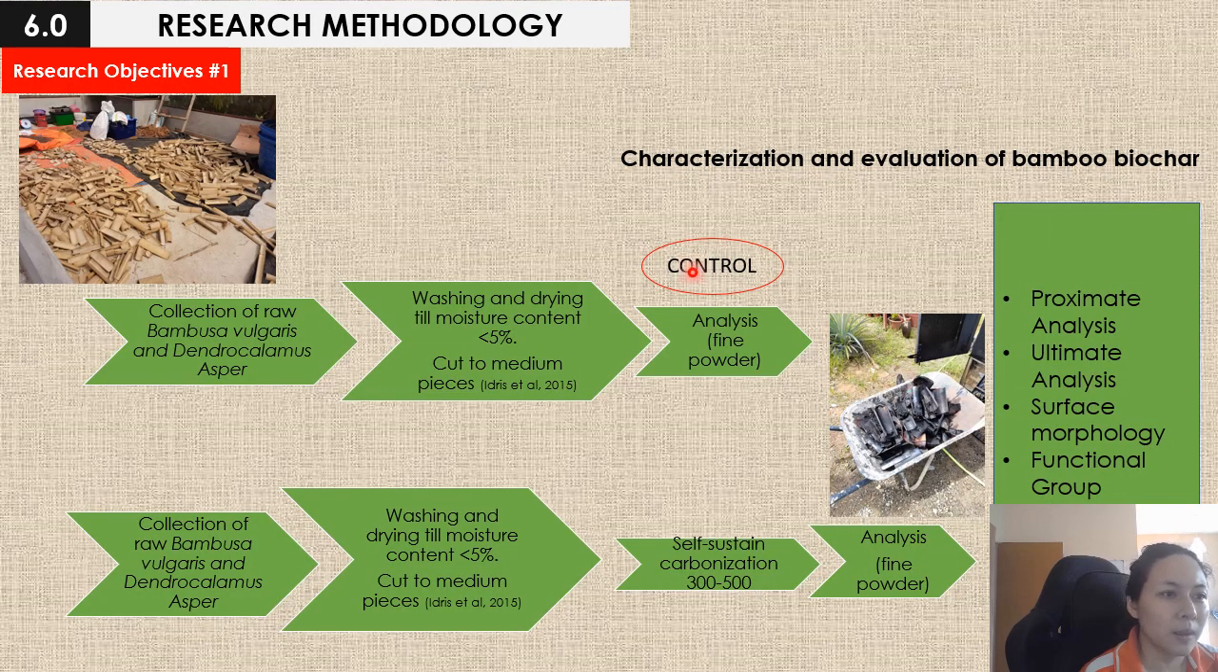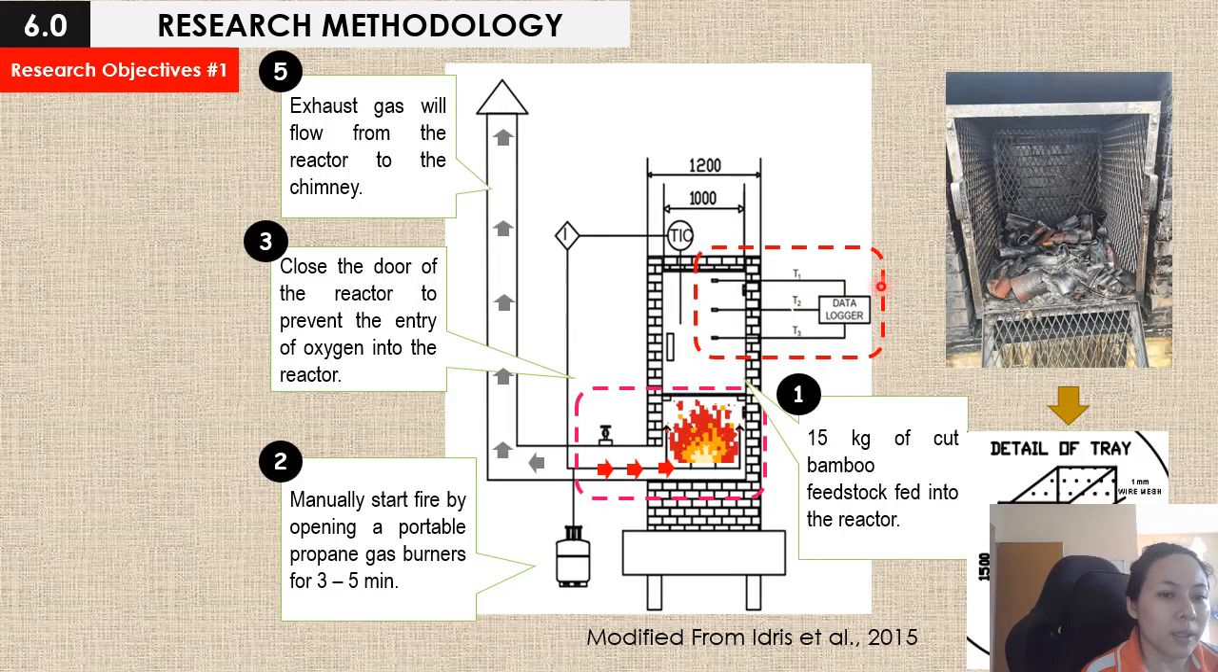Here is objective number 1, where we do the characterization such as proximate, ultimate, surface morphology, and functional group for this bamboo biochar that has been produced in the self-sustained carbonization. This is the self-sustained reactor.